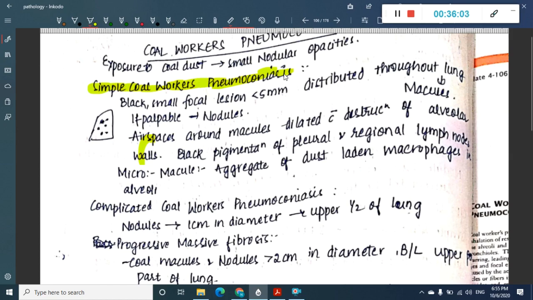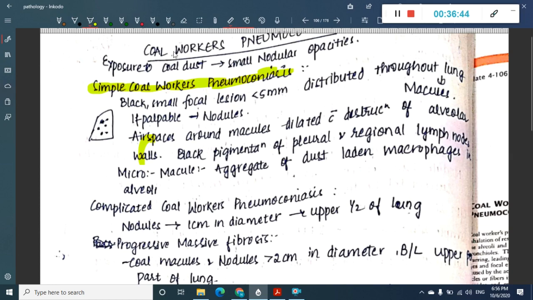This simple coal workers pneumoconiosis occurs in the early age group. That means if that person has recently joined these coal mines or coal industry, then simple coal workers pneumoconiosis will develop. In this, there are two major pathognomonic features seen, which are called coal macules and coal nodules. What are coal macules? They are less than 5 centimeters and are distributed throughout the lung.